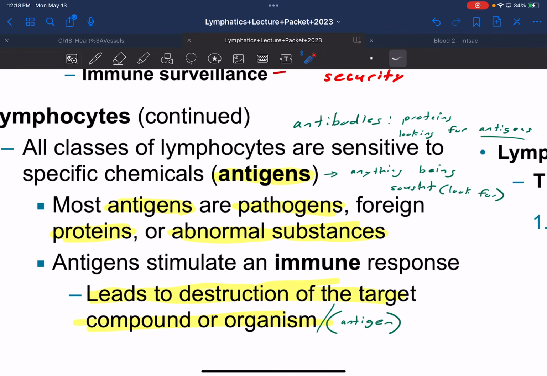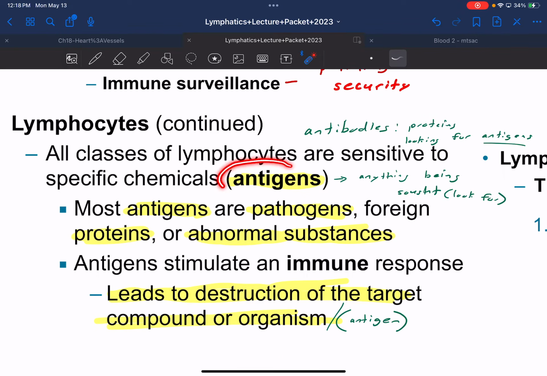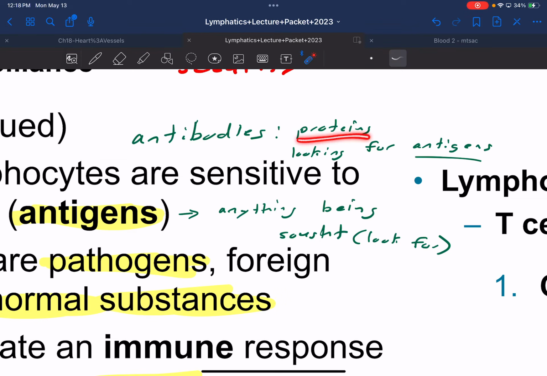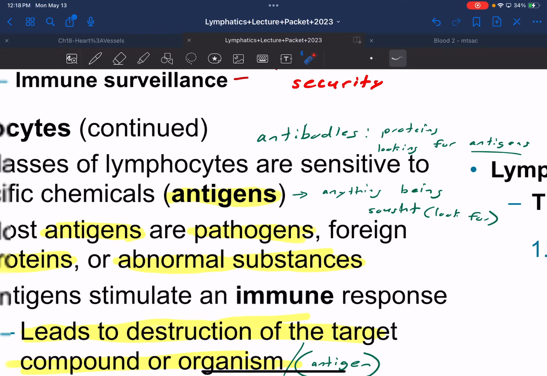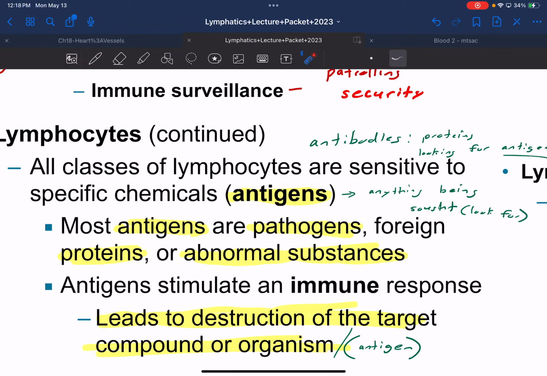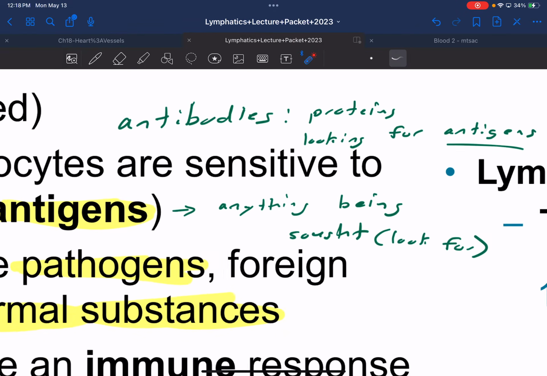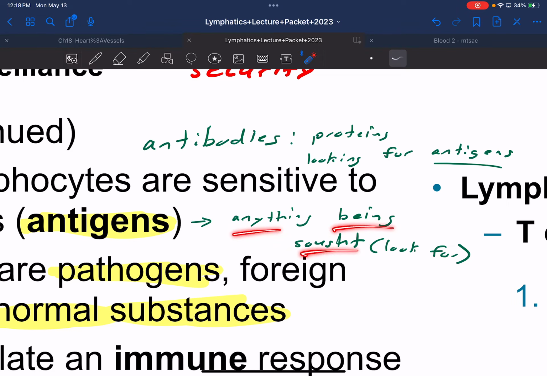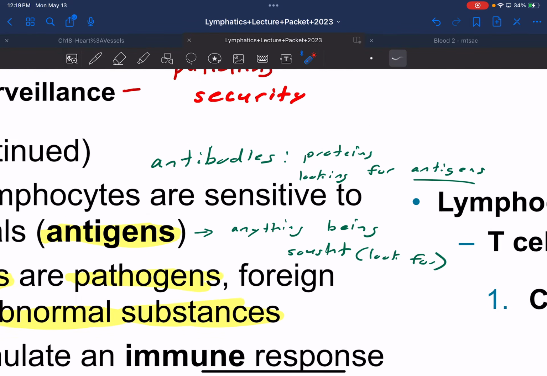And don't forget that the word antibodies and the word antigens, like we saw in blood typing, they go together. Antibodies, at the end of the day, are proteins. In our blood chapter, we call them immunoglobulins. Proteins looking for antigens. That's their job. And antigens are pretty much anything that cells bind to that doesn't belong. But I will say that the word can be used in a different way. I think the perfect way to describe it is that anything being sought, that means looked for, is the best word for antigen.